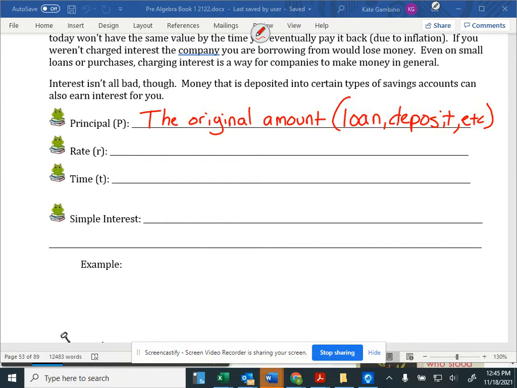Then we have the rate. That is the interest rate. So that's how much extra you're going to have to pay. That's what they're going to be increasing it by. Time is how often the interest is applied.